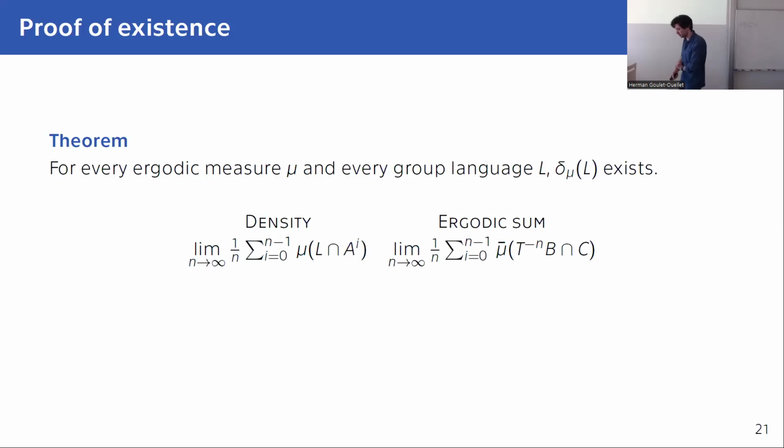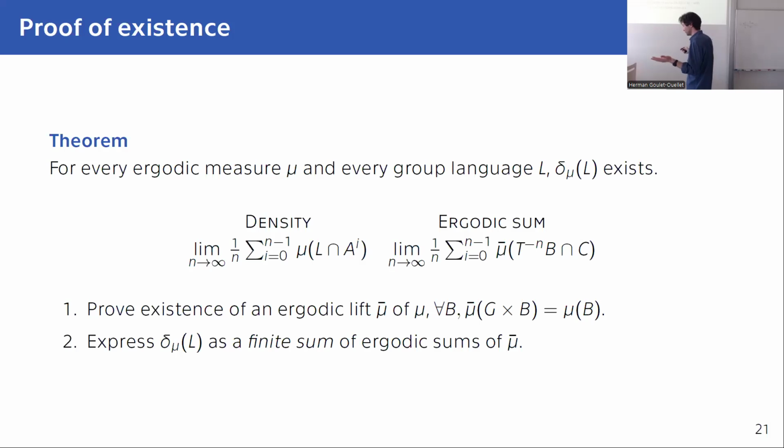Yes, in that case, since we deal only with Borel measures, we can even say continuous. In our case, it's even simpler because everything is continuous. I didn't mention it, but yes. In general, you would need it to be measurable. And so now the proof is basically just two steps. The first part is to prove that there is a lift mu bar, which is ergodic. And the second part is to prove that the density can be broken down as a sum of these ergodic sums. And then by ergodicity, the ergodic sums converge, and we're done.